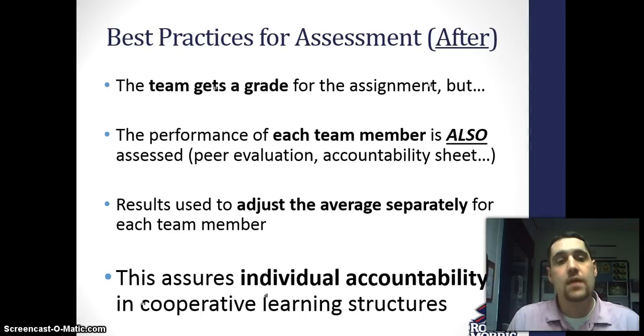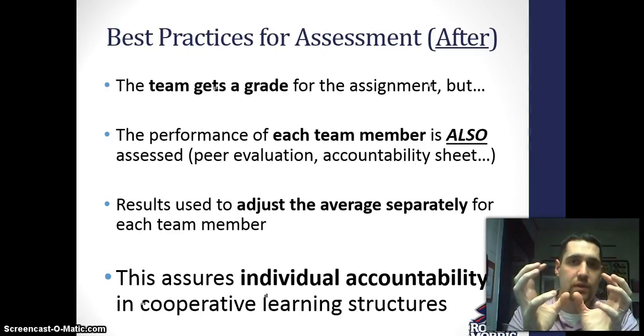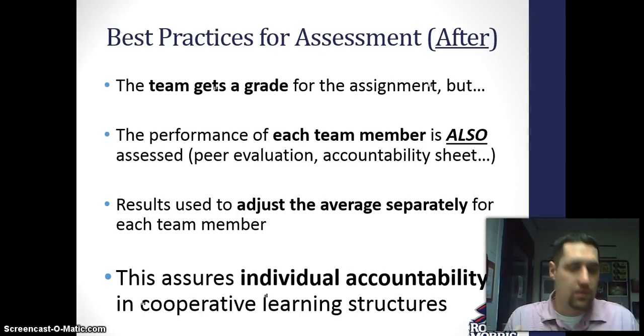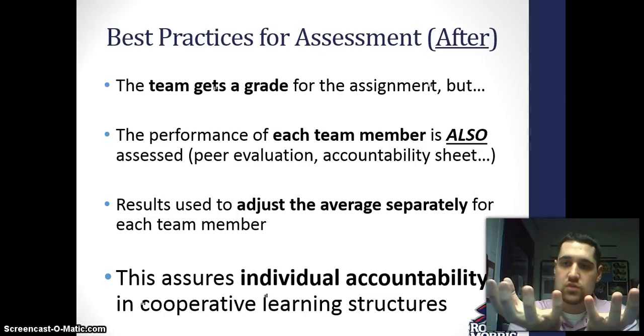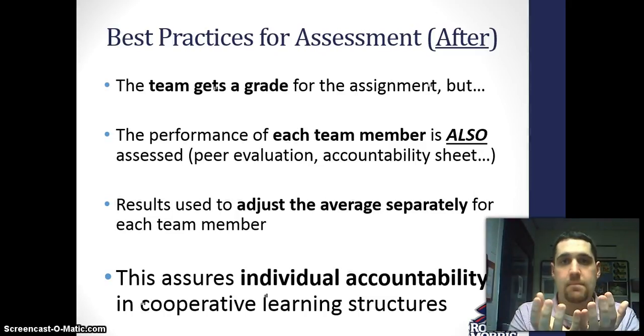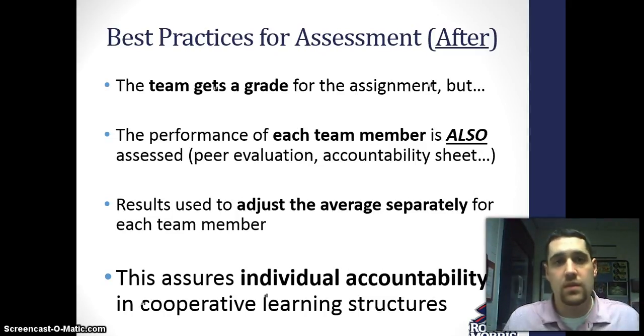What I would suggest from there is to average the grades separately. That way you say, you know what, this was the team, this was the individual, this is what we gathered out of this. This will not only assure that the team is working together, but this will also assure that individual accountability is occurring in these structures. Students have to make sure they're accomplishing this. Plus, there's something that they get out of it: you know what, I don't want to let this team down.